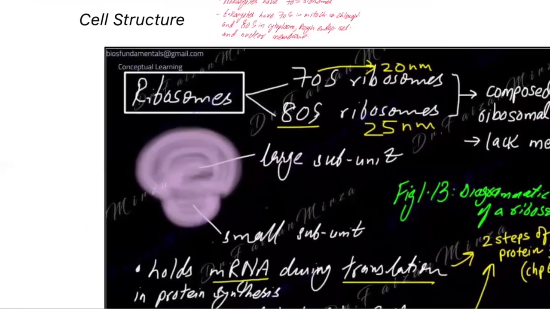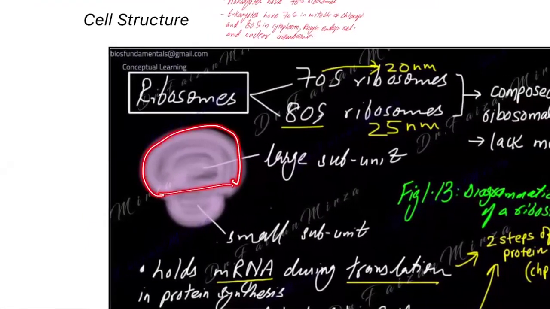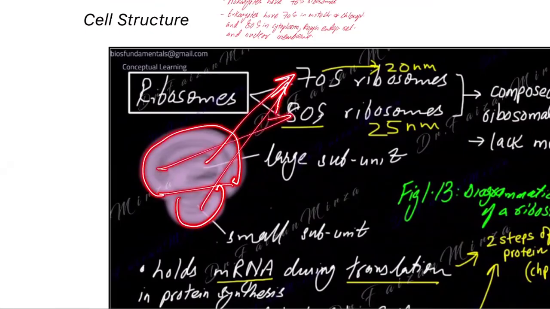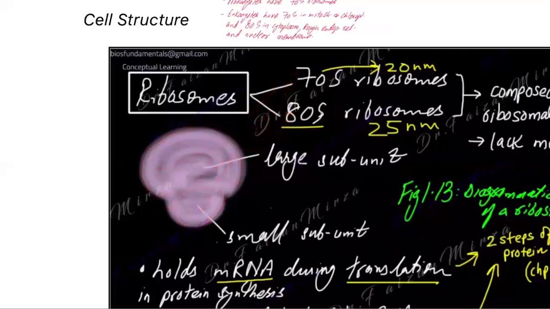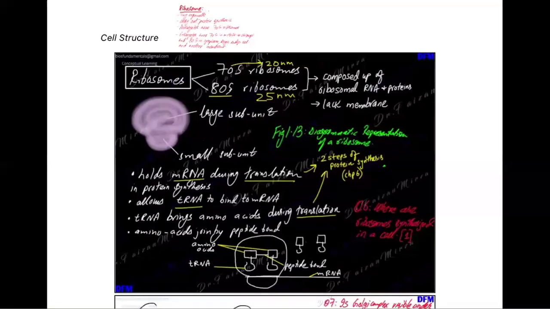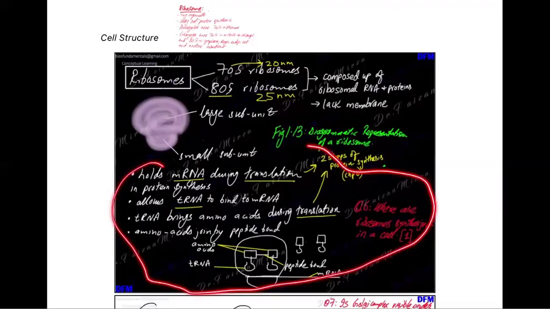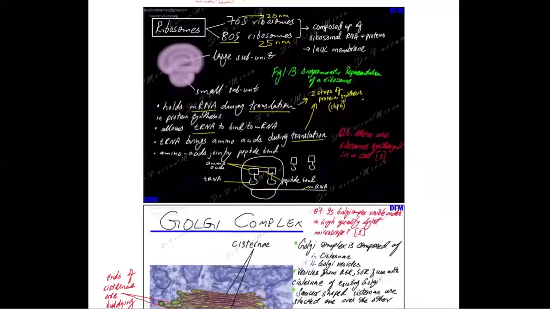Every ribosome will have a large subunit and a small subunit, and together these large and small subunits will make up either the 70S ribosome or the 80S ribosome. So both the ribosomes have two subunits. This is what the ribosome is doing. This is the information that we discuss when we are discussing protein synthesis. For now, I'll skip this.